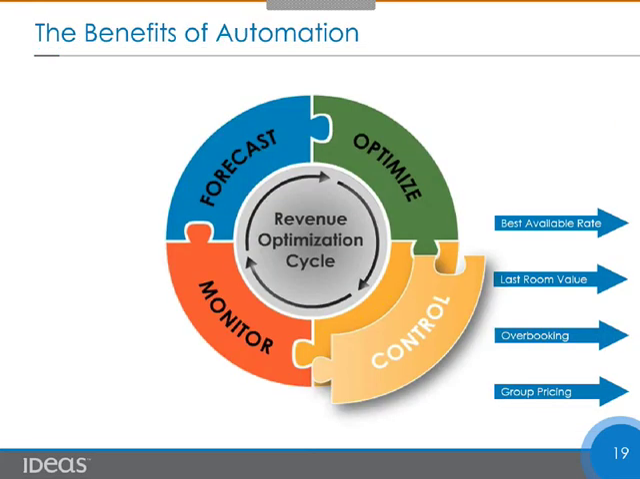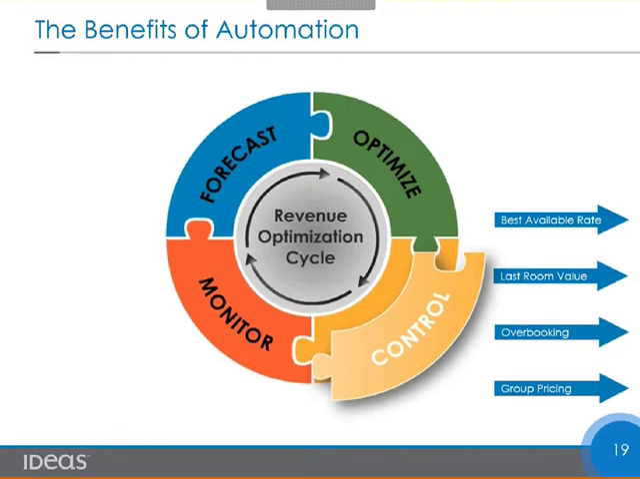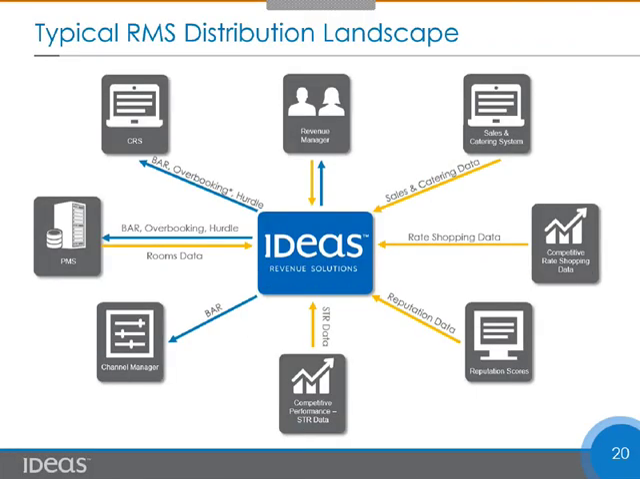So in summary, the 4 controls Ideas RMS produces are the best available rate to drive revenue for your retail market, last room value to help with your mix and length of stay decisions, overbooking to get to your sellout, and group to help with placement and pricing decisions. Now we take these controls and distribute them to your channels automatically, saving you time and preventing human error and parity issues.